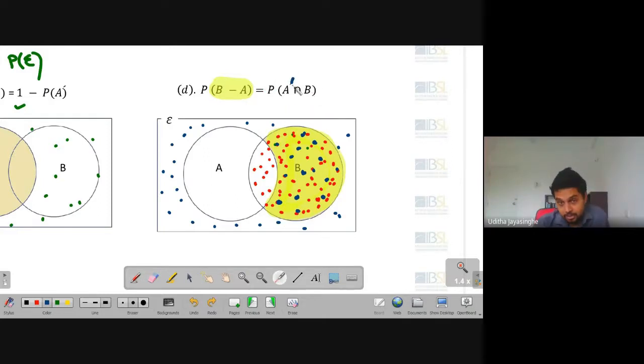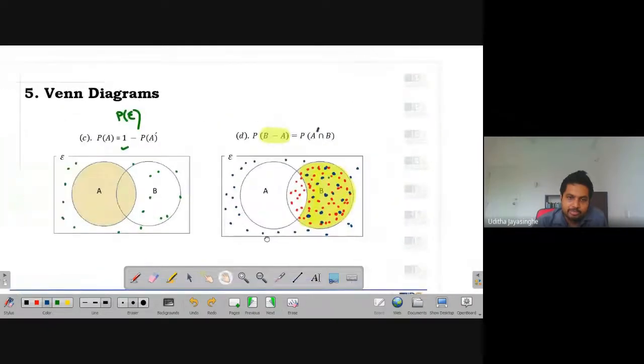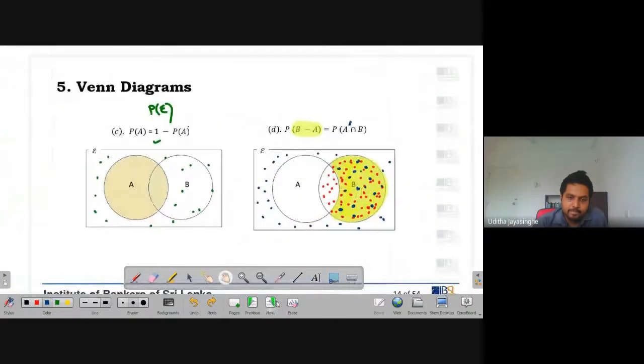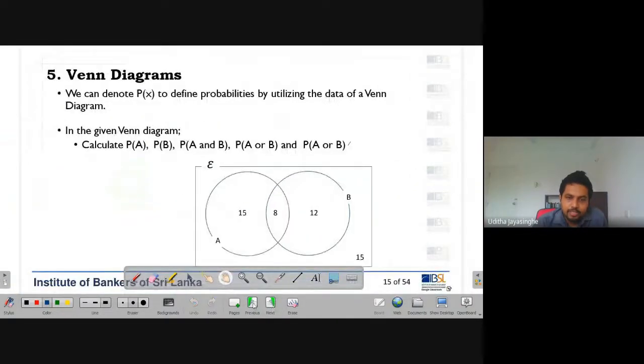B minus A. This is not the only way. Don't be scared. You can take more things like epsilon and 1 and find B minus A also. But this is one of the easiest ways to define B minus A. So these are a few different things that you can define using a Venn diagram. All right. Fine. Moving on with the Venn diagrams.